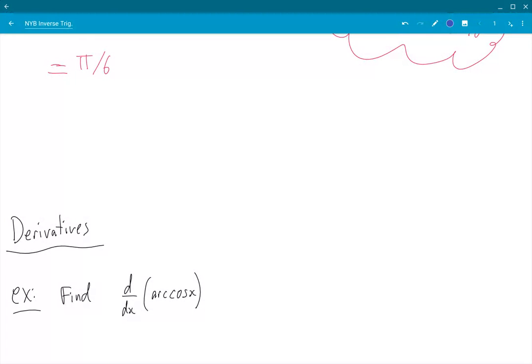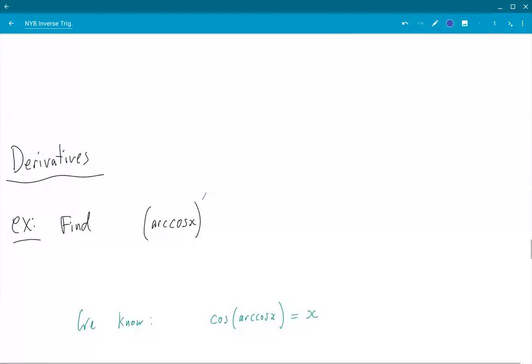Derivatives, arc cosine. How can I find a formula for this derivative? So d by dx of arc cos, you could also use arc cos prime if you prefer. Anyways, what do I do? Well, a little tricky demonstration here. I start with cos of arc cos x is equal to just x.